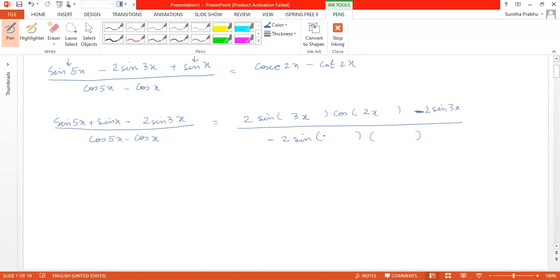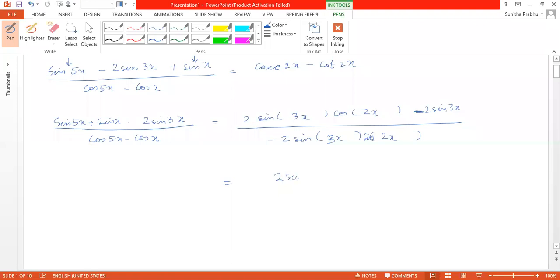Below, 5x and 3x... 5x minus x is 4x, 4x by 2 is 2x. Then 3x. Sorry, I forgot the sign here. Cos minus cos is minus 2 sin sin, I didn't write the sign. So here it will be 3x. 5 plus 1 is 6, by 2 is 3x. That's what I said first, sir. Oh, sorry. Then how did I write 2x there? 5x minus x is 4x, by 2 is 2x.